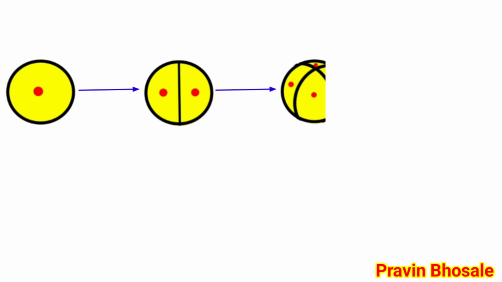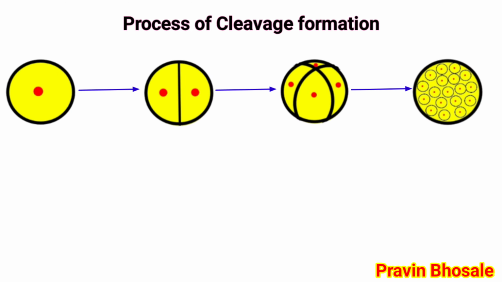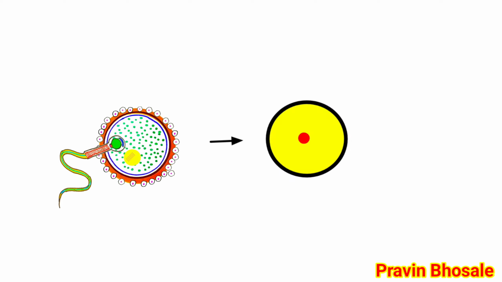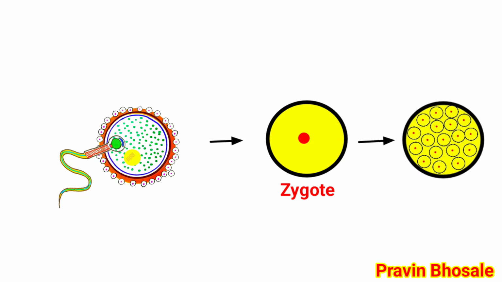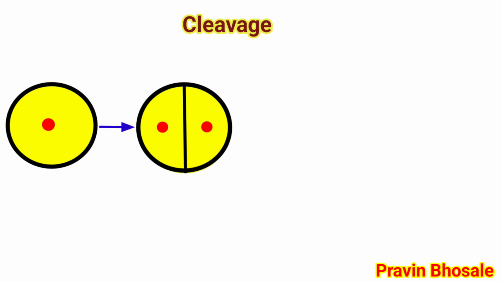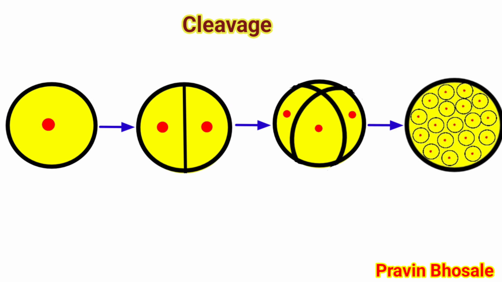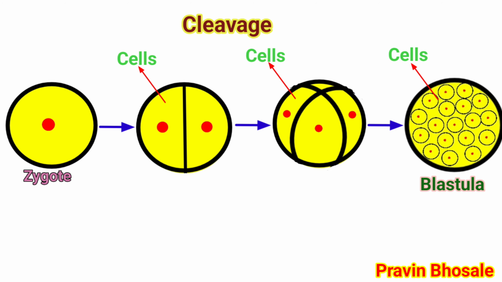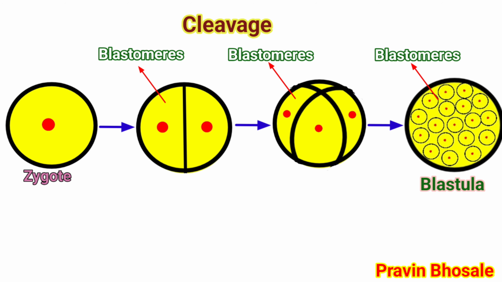Hello students, let's revise the process of cleavage and formation of blastula. After syngamy, the zygote is formed and then the zygote starts to divide. Cleavage is a process of early mitotic division of the zygote into a hollow multicellular blastula. It does not involve the growth of the daughter cells. The cells formed by cleavage are called blastomeres.